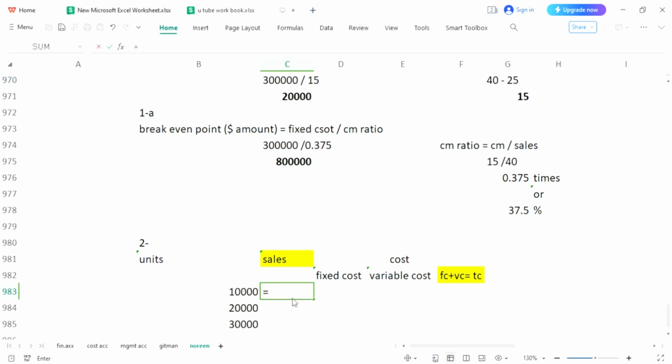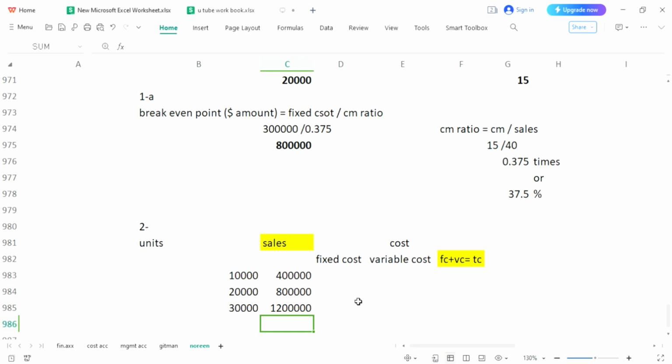Number of units are 10,000 and you will multiply it with 40, which is your sale price. Please understand it. 10,000 multiplied by 40. Units multiplied by price per unit. In the similar way, for the next sale, the number of units is 20,000 and you will multiply by the sale price, which is 40. And then again, the number of units is 30,000 and you will multiply it with 40. You will get your sale price. So we have completed two columns.